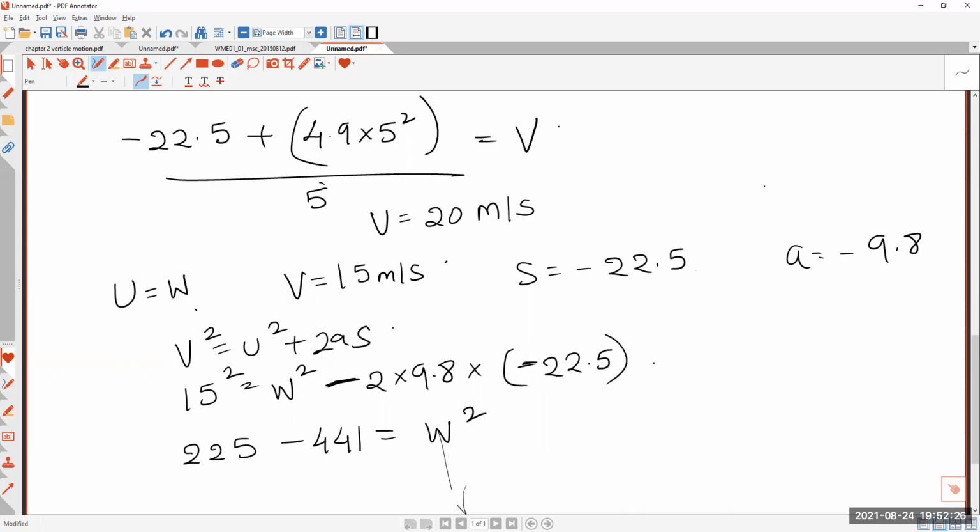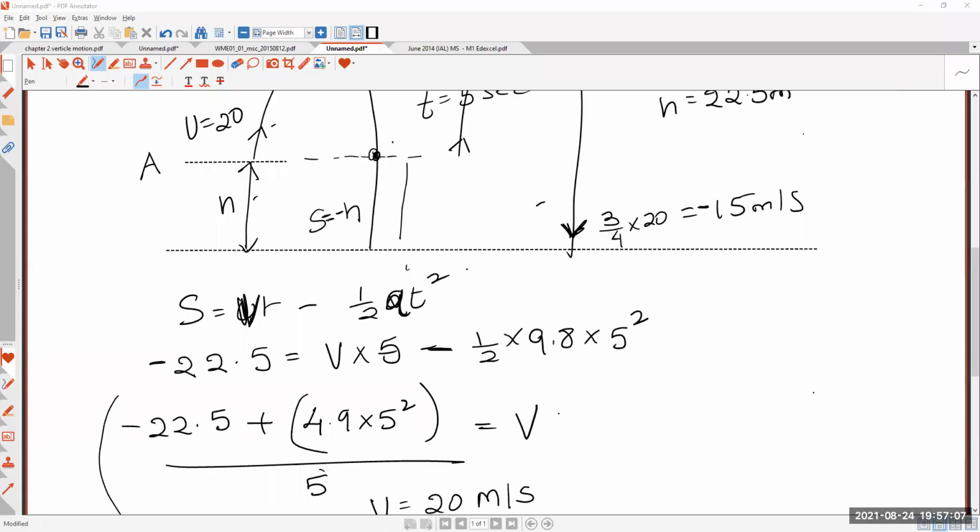I made some mistake in the sign. Let me just check that mistake. I'll pause the recording. This I didn't know before. Just today I'm finding out. Today is the first time I'm using this formula in this question. Otherwise, I always use v is equal to u plus at over there.